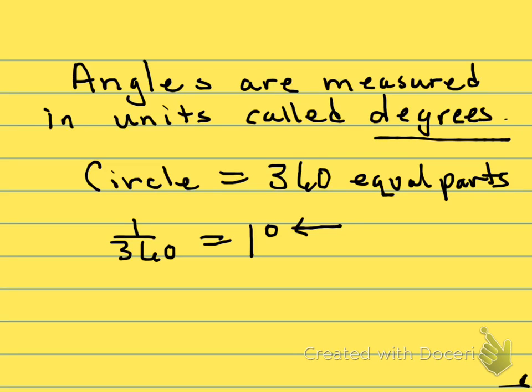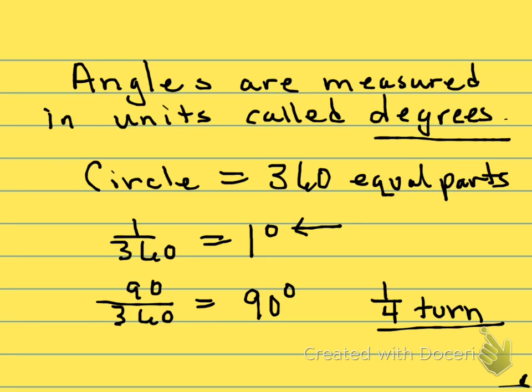If you have a turn through a circle that is 90 over 360 equals, well, let me think about that. That would be 90 degrees. And if I look at 90 over 360, how much of a turn would that be? Oh my gosh, you're absolutely right. That would be a 1/4 turn around my circle.